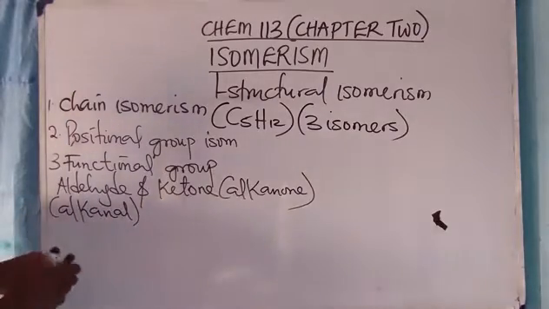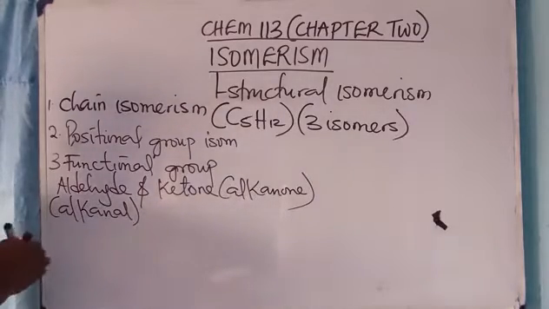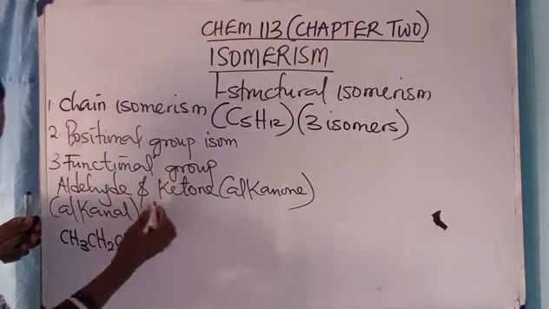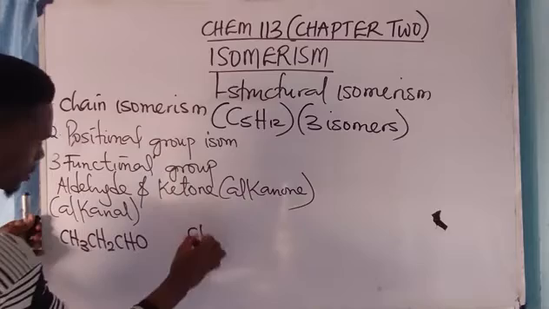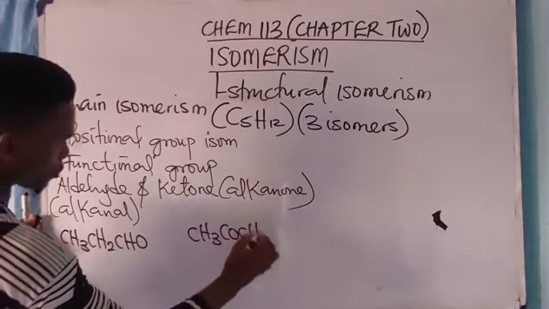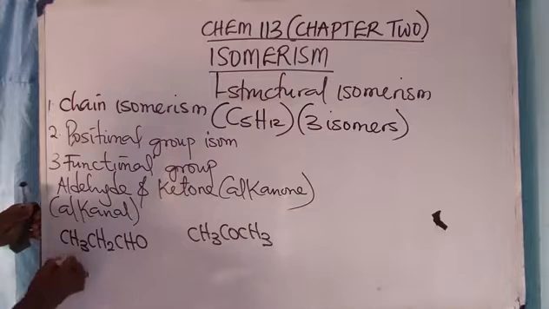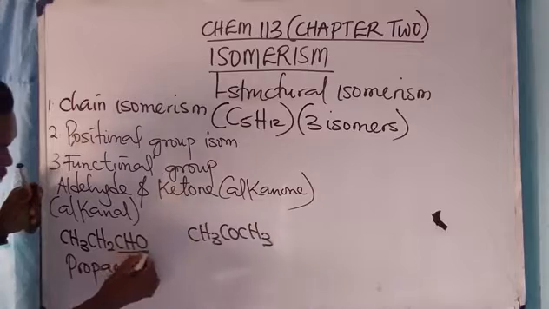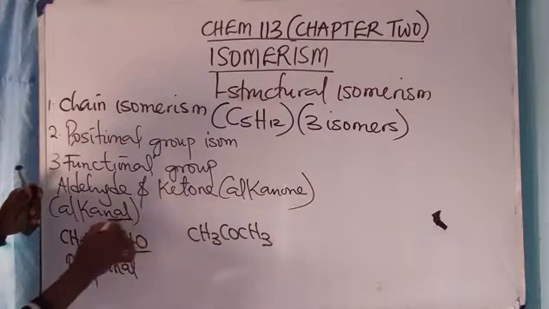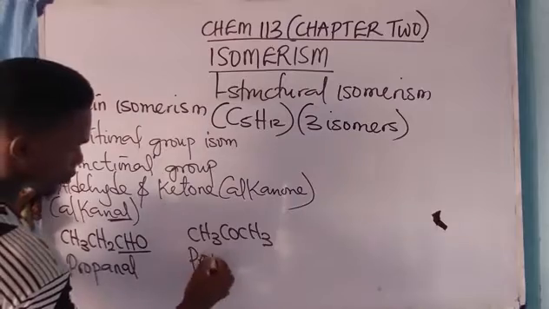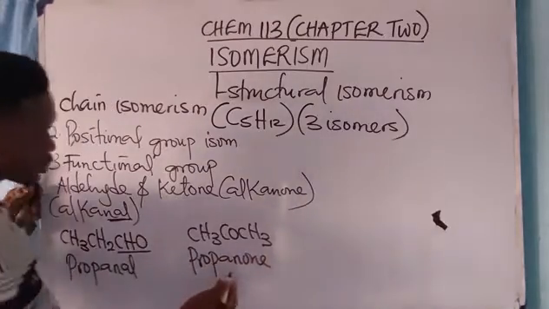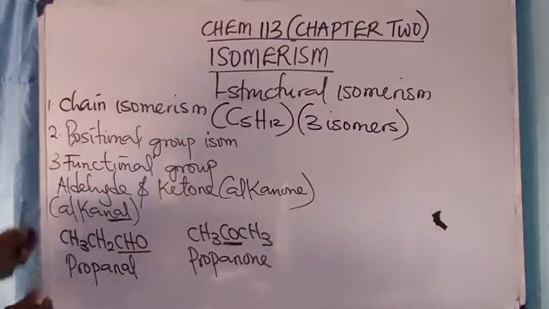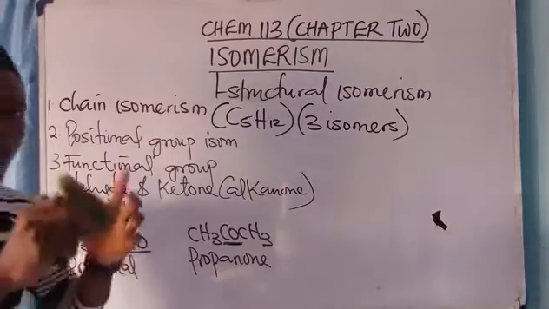Now, what are some examples of functional group isomerism? A good example is CH3CH2CHO, and I also have CH3COCH3. Now, this one is called propanal, because of this CHO present here. Now, this one is called propanone. It's called propanone because of the alkanone functional group, which is this CO. Let us check. We said they have the same molecular formula, right?